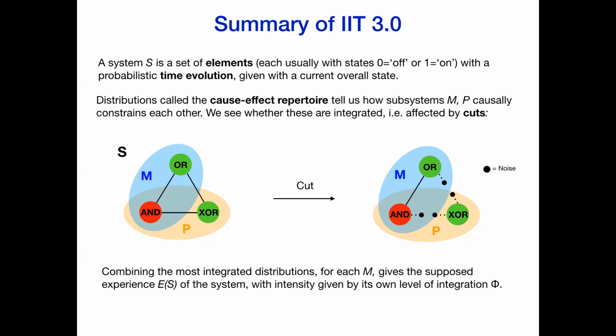And when you've got this system now with this evolution, you can basically get a load of different probability distributions that are called the cause-effect repertoire. They're supposed to capture the causal relationships of your system.